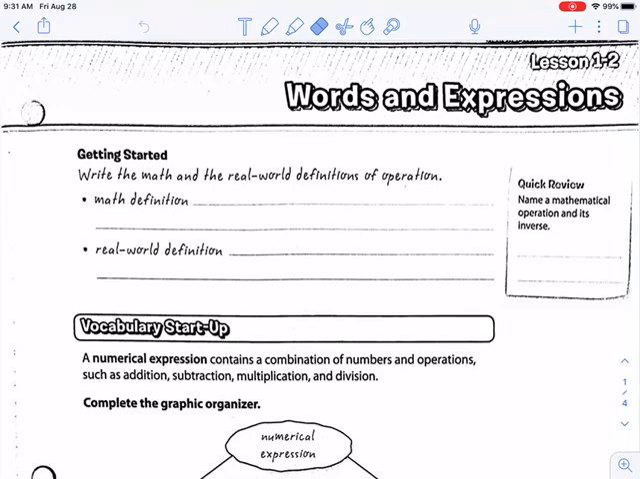All right, so getting started, write the math and the real world definitions of operation. So I want you to think of, in math, what does the word operation mean? And then outside of math class, school, what does operation mean?